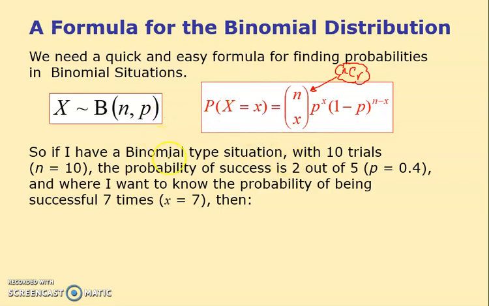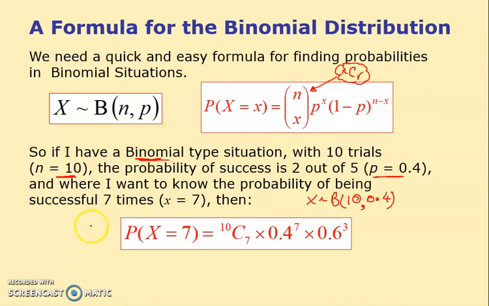An example of this then is if I have a binomial type situation with 10 trials where n is 10, the probability of success is 2 out of 5, and where I want to know the probability of being successful 7 times. So straight away I'm thinking this is X is binomial. It tells me it's binomial. I'm doing it 10 times, and it tells me my chance of being successful on this is 0.4. So this is what I want to type into my calculator.